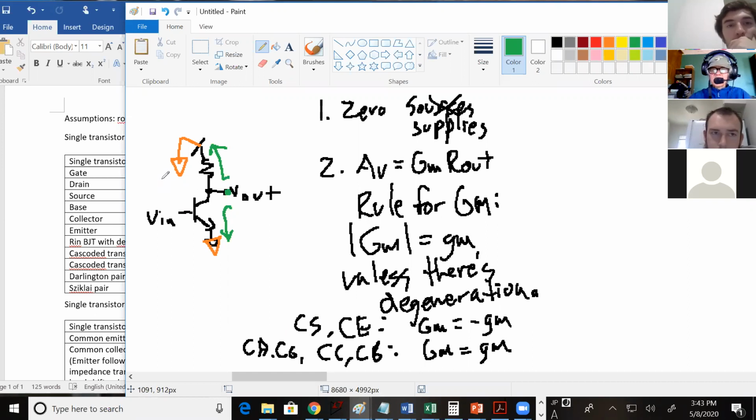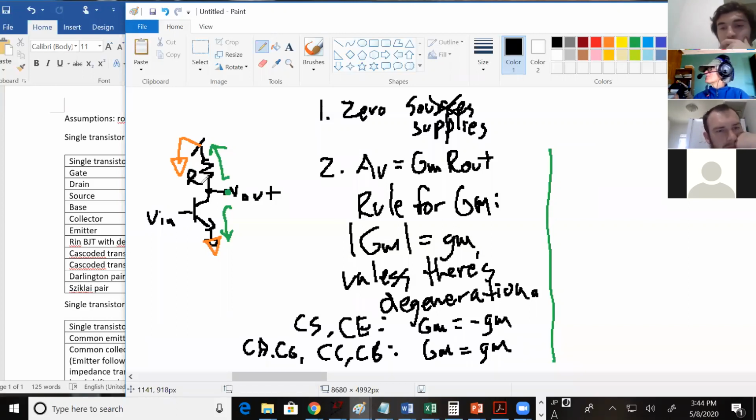Okay. So now our challenge is to find R out. And if you notice, I have two paths to ground. So I basically have two resistors in parallel. So if I can find the resistance going up and I can find the resistance going down, I can just put them in parallel to find the resistance that you see on the output. So looking up, what resistance do I see?